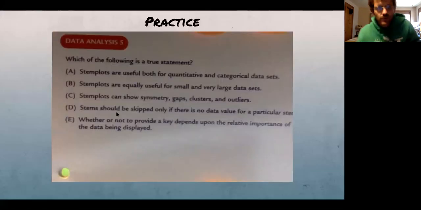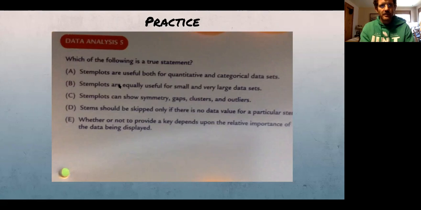You can continue to provide answers as we go over this, but as we look at this, all of these are about stem plots. Stem plots are used for quantitative and categorical. No, that's not true. We only use these for quantitative, so this is not true. Equally useful for small and large data sets. They are not useful for very large data sets. They're very unwieldy that way. They can show symmetry, gaps, clusters, and outliers. Yeah, they can show the shape of the distribution. So this is a good answer.